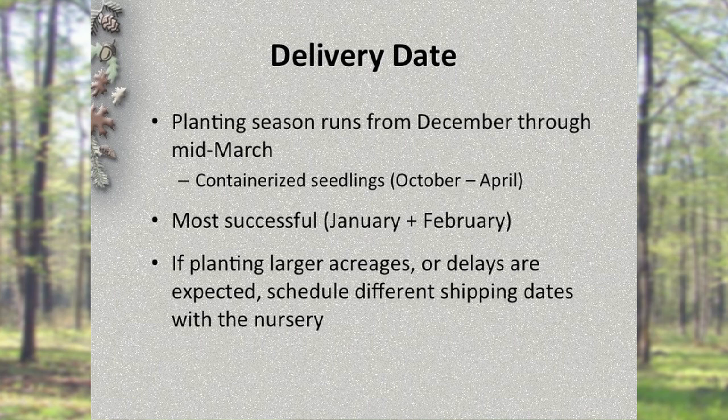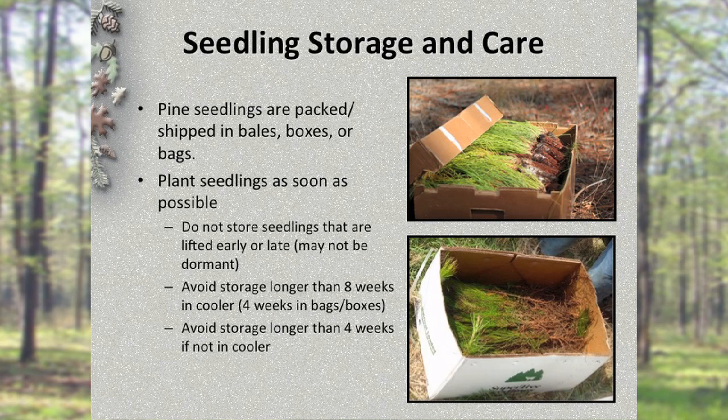Containerized seedlings you can actually plant from October till about the end of April, maybe sometimes even into May. The most successful planting season, though, usually occurs between January and February, right in the dead of winter here in Mississippi. If planting large acreages, delays can be expected. Scheduling may become out of whack a little bit, so you want to make sure that your seedlings are on site when you expect the majority of your planting.